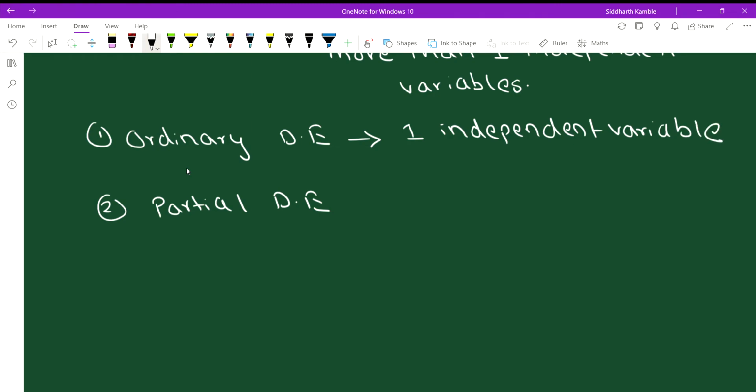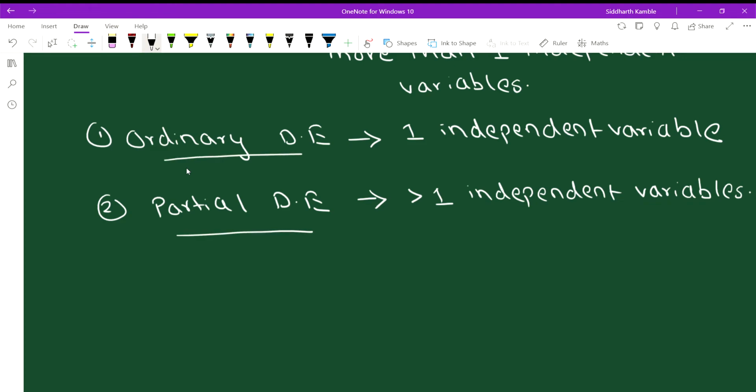And in this partial differential equation, there are more than one independent variables. Okay, so this is the first differentiation that we are doing, that is we are dividing the bigger gamut of differential equations into two sections, that is ordinary differential equation and partial differential equation. In ordinary differential equation we have only one independent variable, and in partial differential equations, what do we have? We have more than one independent variables.